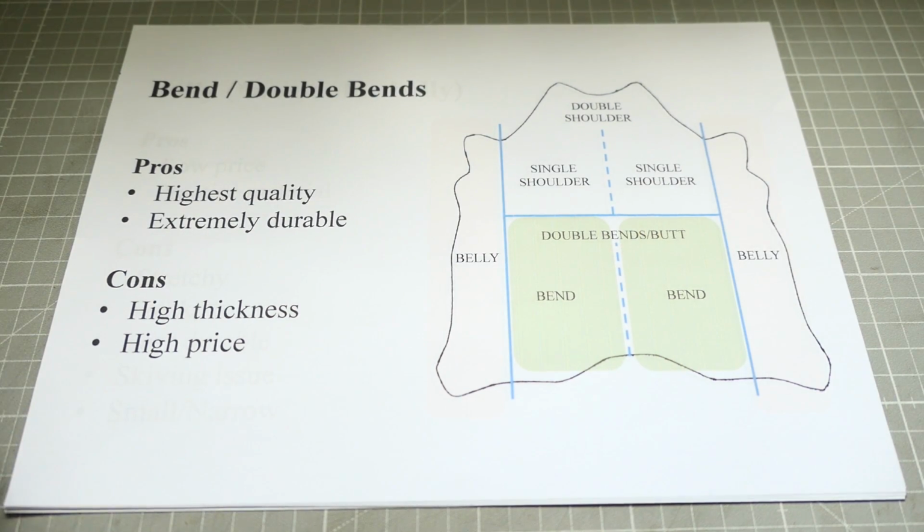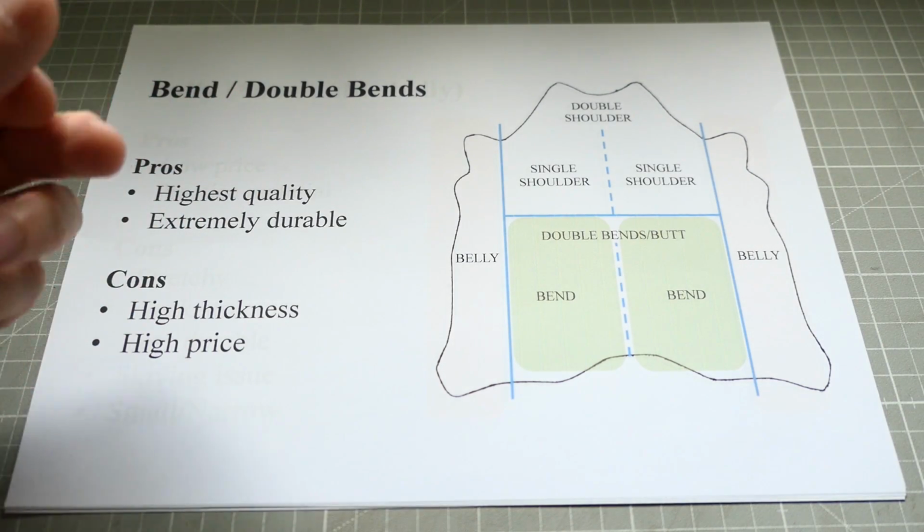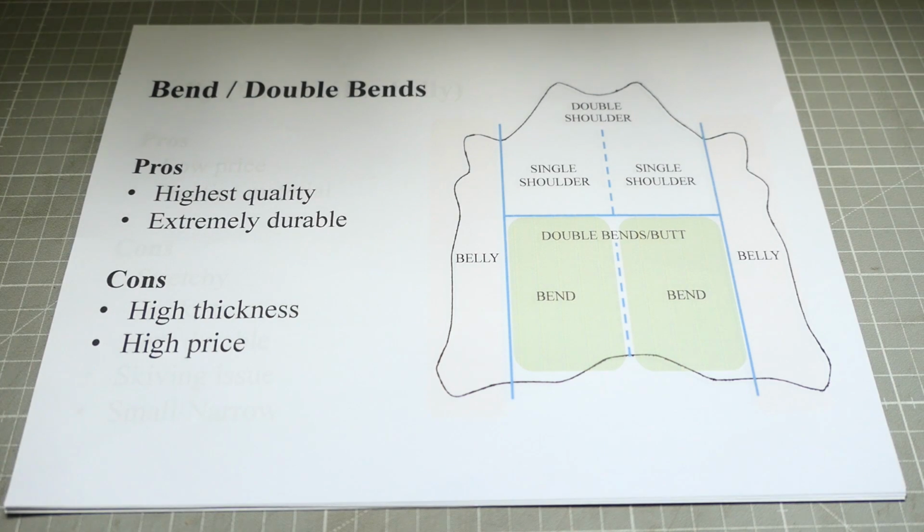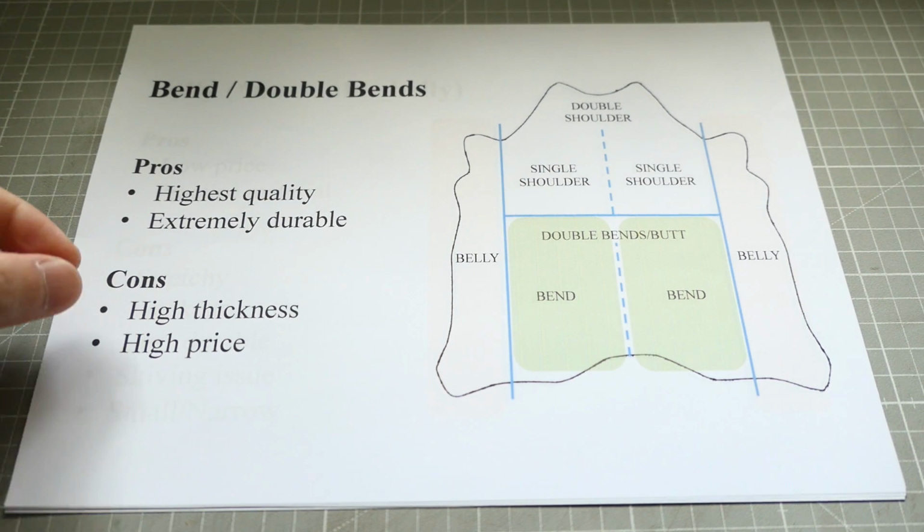So if you're making something very durable but also want to make it thin, you can use bends. If you make it really thin, it also skives beautifully, and with the very thin material left, you can do a very good project, and it is durable. But then it's only the price that really matters. It is a very high price because it's the best part of the leather.